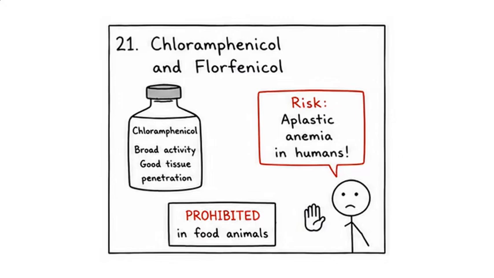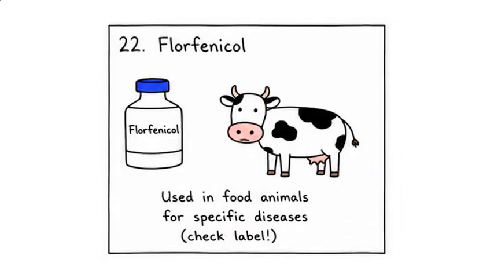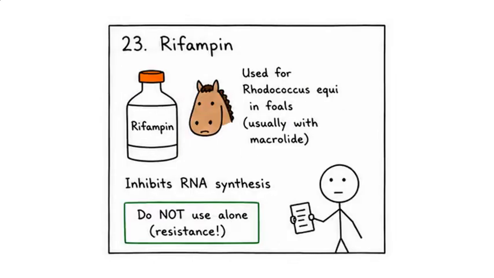Chloramphenicol and florfenicol are also worth mentioning. Chloramphenicol has broad activity and good tissue penetration, but it is a major human safety concern because of the risk of aplastic anemia in people. It is prohibited in food animals. If used in companion animals, handling precautions matter. Florfenicol is related but designed for food animal use in specific situations, such as certain respiratory diseases, depending on label and species.